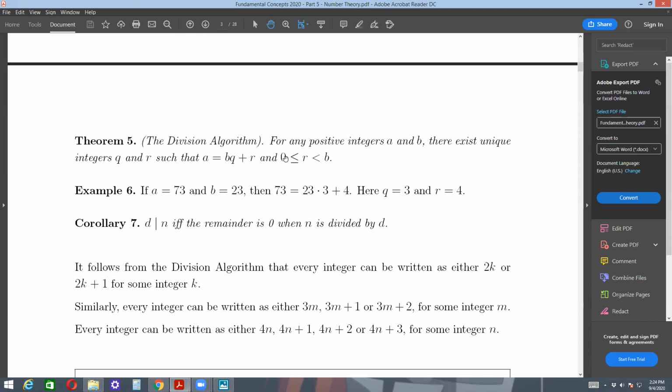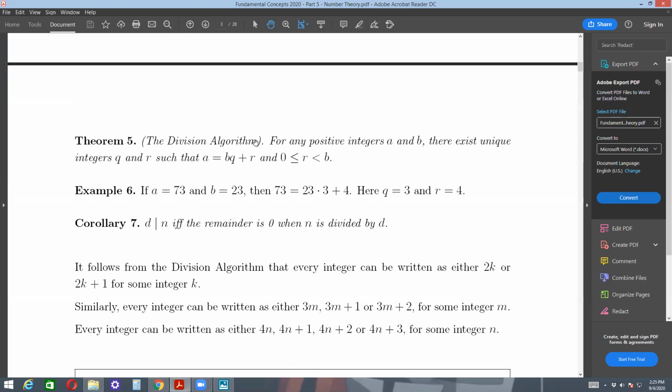And r is basically between 0 and b. Right, it could be 0, but it can't be b. So if it's equal to 0, it means that b divides a. If b doesn't divide a, then r will be something that lies from 1 to b minus 1. All right, remember these are integers. So instead of less than b, I could have put less than or equal to b minus 1. But again, that only works if it's integers.